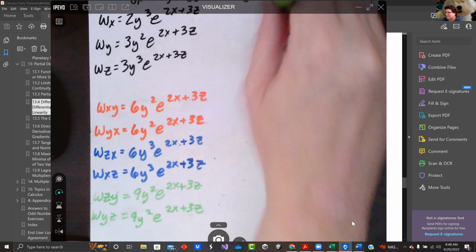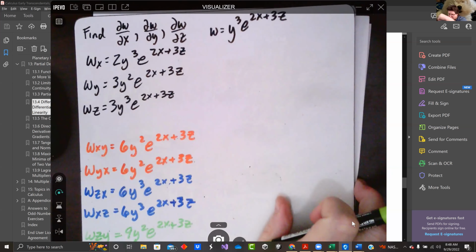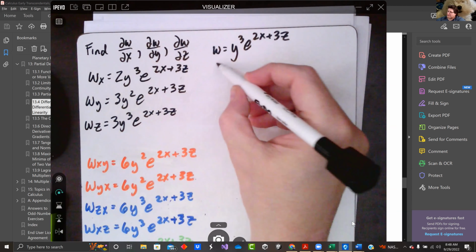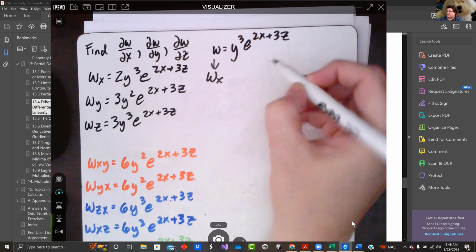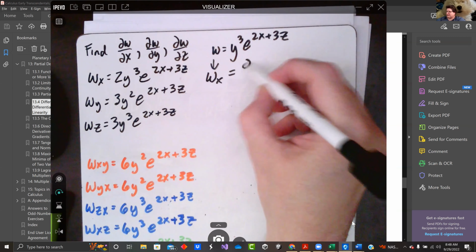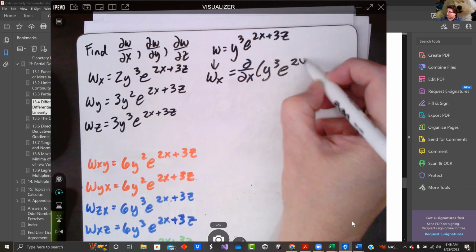So let me rewind. I'm hearing a question about product rule. Let's address this because if Jericho's asking, other students might want to ask too. Let's look at WX here. I could do this as d/dx of the entire thing, and we will make it a product rule. Let's do a product rule.